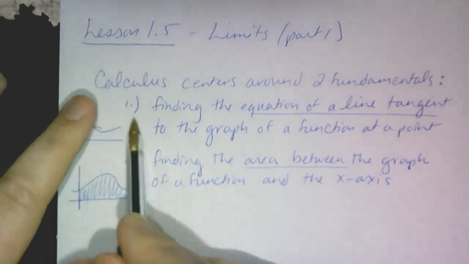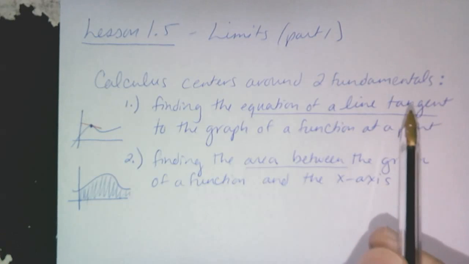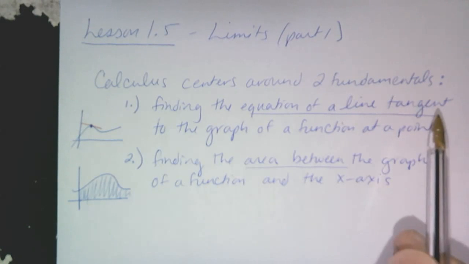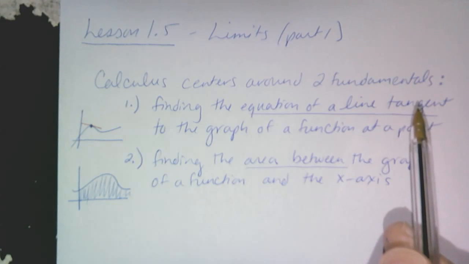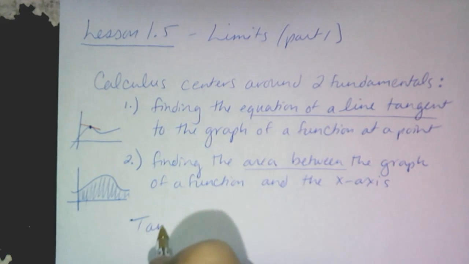But let me go back to number one, finding the equation of a line tangent. By the way, tangent is not to be confused with sine, cosine, tangent. Do you know what tangent means in geometry? It means touching at one point. Finding that one point where the line touches the curve is known as our tangent problem.